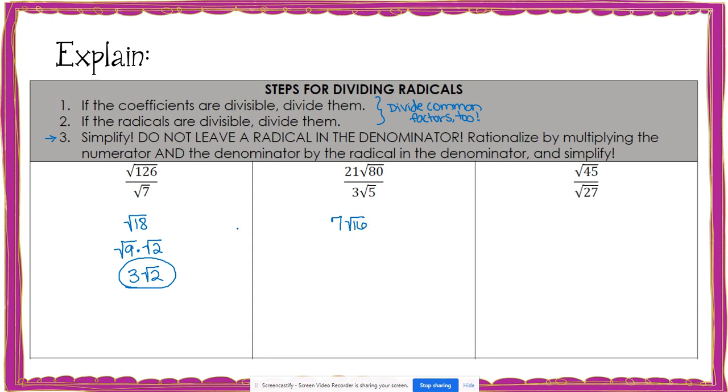Well, again, we need to simplify, and since 16 is a perfect square, I can just solve the square root of 16. I know that the square root of 16 is 4, so this really says 7 times 4, which gives us a solution of 28.